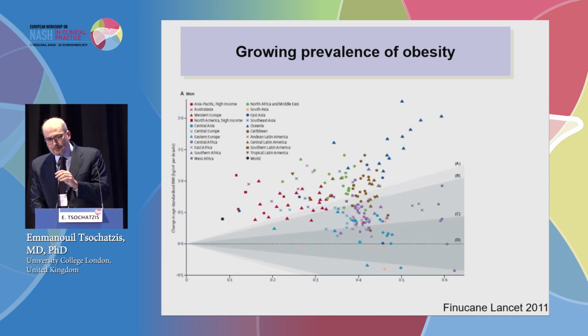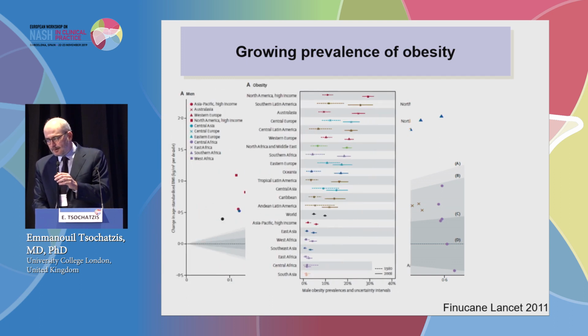What has changed dramatically in the last 30 years is the prevalence of obesity, and this is what explains to a quite big extent the current epidemiology of NASH. You can see that the mean BMI in just 30 years increased by 1.5 to 2 kilograms per square meter. And if we look at the proportion of the population that is classed as obese, in Central Europe it is now more than 20%, and in the States it is close to 30%, and this has changed dramatically.